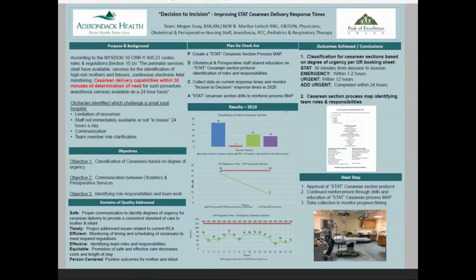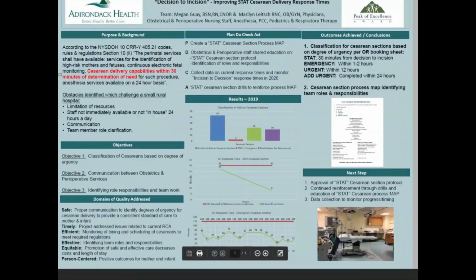The objectives of the storyboard were to classify cesarean sections based on the degree of urgency. So that means if the cesarean section is an add-on urgent, it needs to be completed within 24 hours. If it's an urgent, it needs to be completed within 12 hours. If it's an emergency, it needs to be completed within 1 to 2 hours. And new to this identification system is a STAT cesarean section, and that means it needs to be completed within 30 minutes of decision to incision.